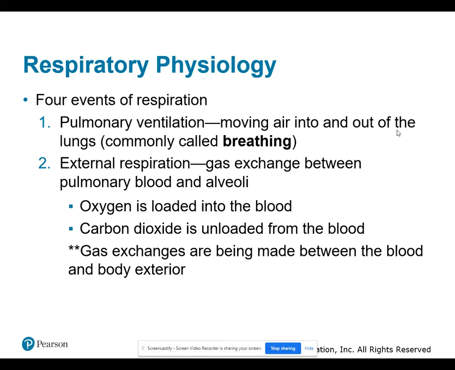Oxygen is typically loaded into the blood to be carried to the rest of the body, whereas carbon dioxide is unloaded to be breathed out into the atmosphere. Now, this is called external respiration, and one way that you can remember that is because gas exchange is being made between the blood and the exterior air, the outside air. So that's one way to help you remember external respiration: lungs, pulmonary blood and alveoli.